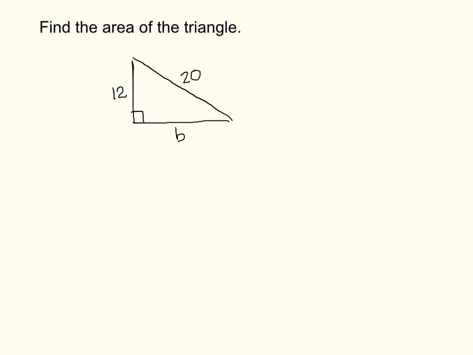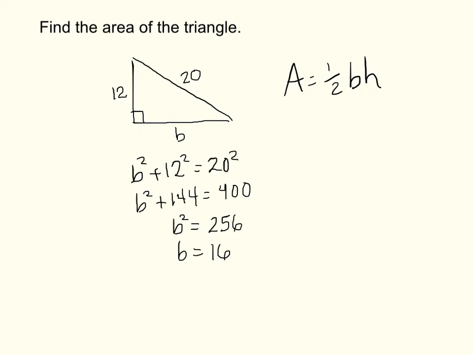Okay, so here we have another problem where we need to find the area of the triangle. Once again, my area formula is 1/2 base times height. Well, I see my height here, but my base I don't know. I need to find that. So I do have a right triangle, so that means I can use Pythagorean theorem to find the length of that base. Okay, so here I've done Pythagorean theorem.